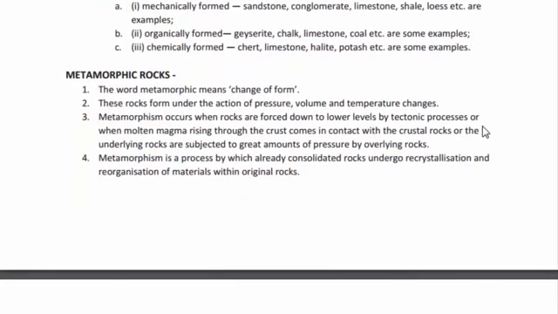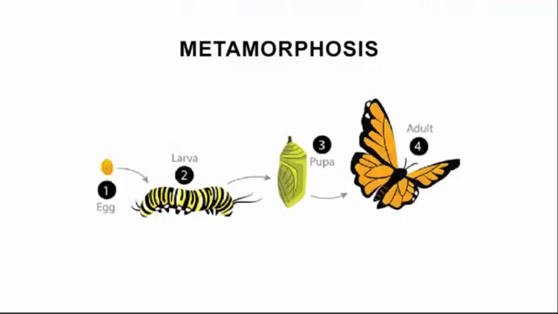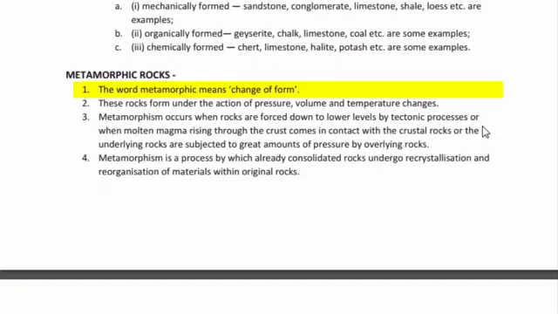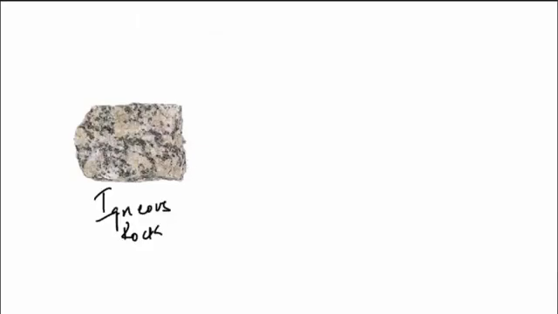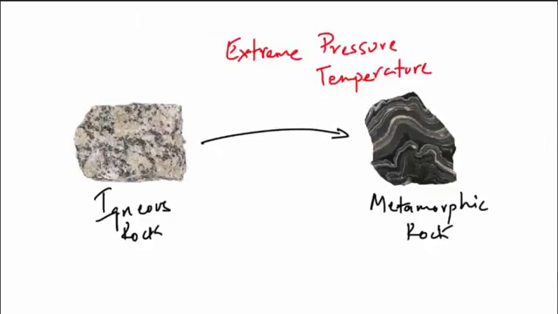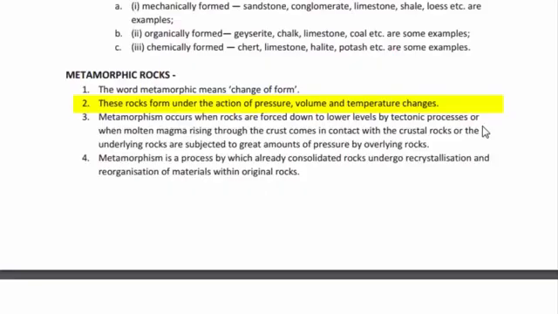Now we go to the last division of rock, called metamorphic rock. The word metamorphic means change of form. Just like metamorphosis, where a caterpillar transforms into a butterfly, the word meta means change into another form. Now these rocks form under the action of pressure, volume and temperature changes. Rocks are so hard, and to change their form, just imagine how much pressure and temperature is required. So it needs an incredible amount of pressure and temperature.